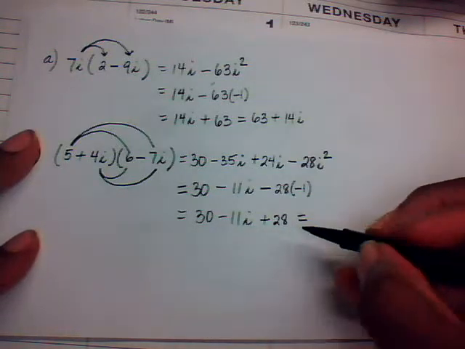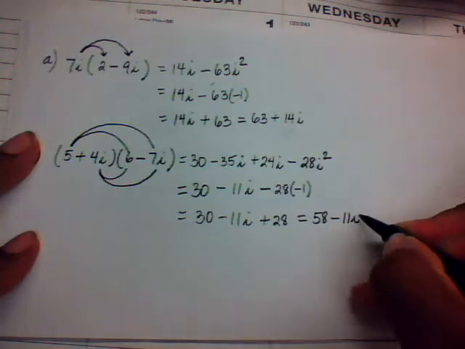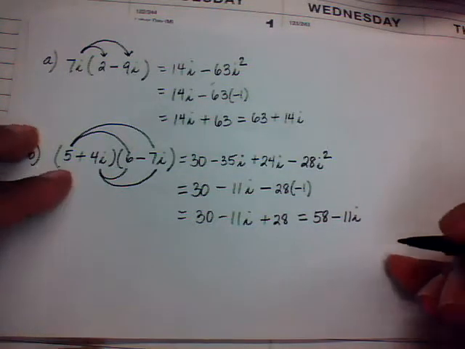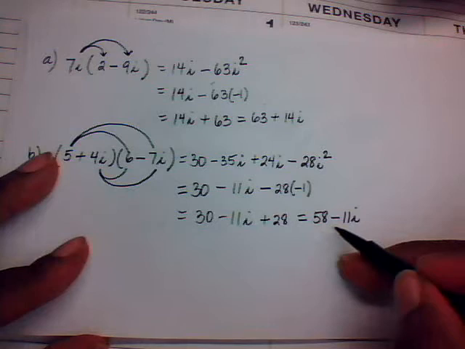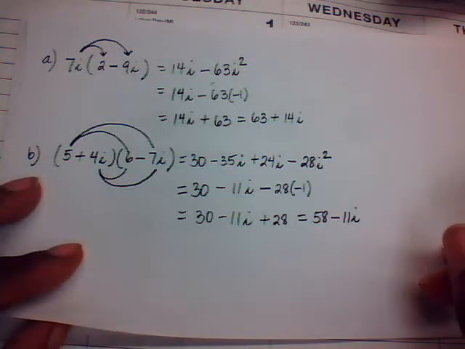And if you add the 28 to the 30, you're going to get 58. So that'd be 58 minus 11i. Okay, and that's my answer in standard form, 58 minus 11i.